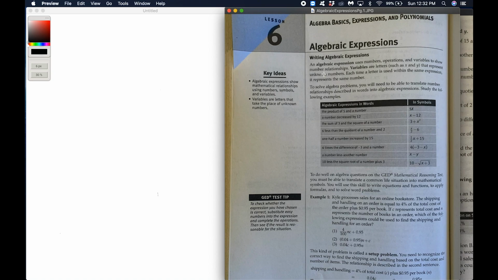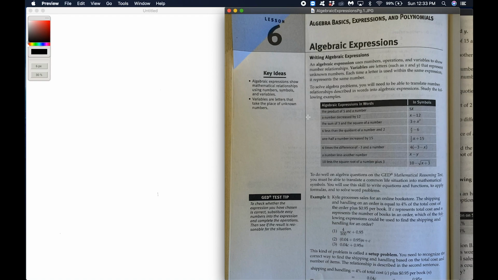So, writing algebraic expressions. An algebraic expression uses numbers, operations, and variables to show number relationships. Variables are letters such as x and y that represent unknown numbers. Each time a letter is used within the same expression, it represents the same number. So, for example, if x is used 3 times in one operation, we know that each time it's used, it represents the same value. If you have another unknown, which could be a different number, then you would use a different variable, such as y, for example.